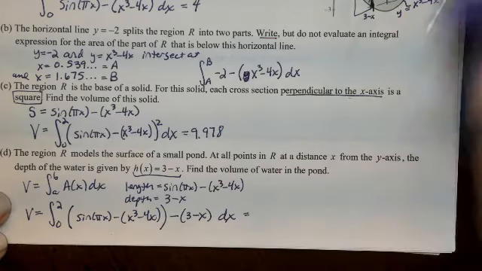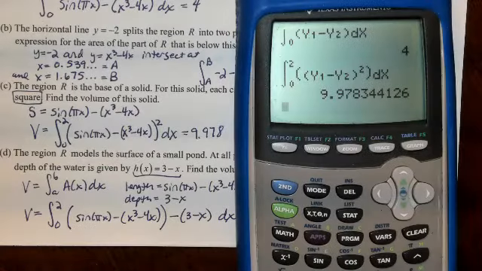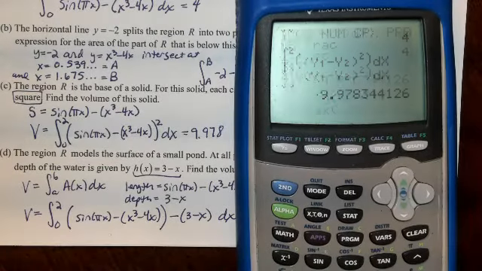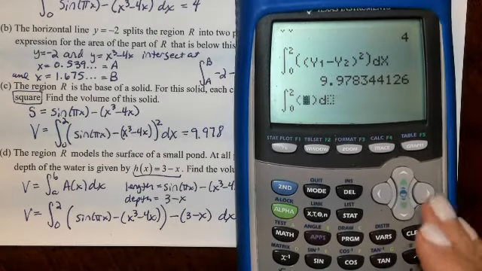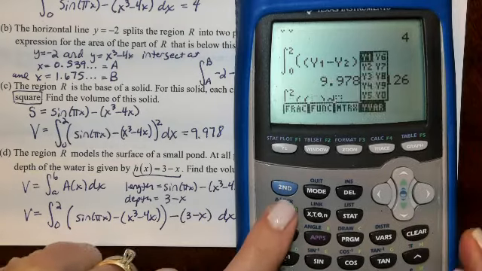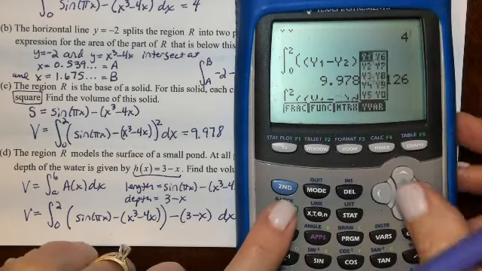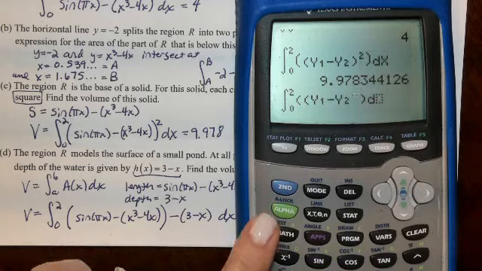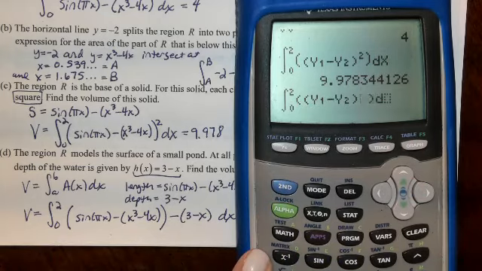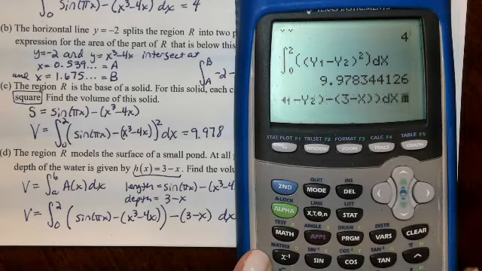So we'll put that into our calculator carefully, right? So math 9, 0 to 2 again. Okay, parentheses, sine x is my y1, minus the cubic is my y2. I'm going to close those parentheses and then subtract parentheses 3 minus x. Close that parentheses. With respect to x.